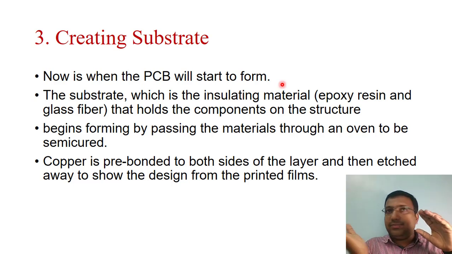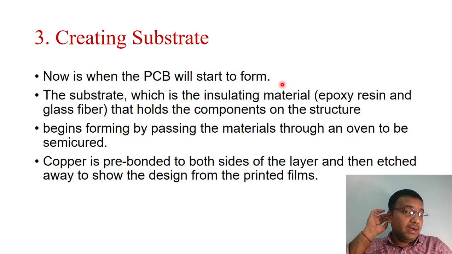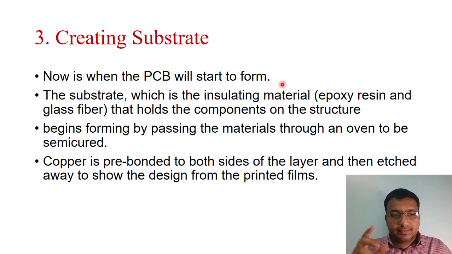On one side there is full copper if you are doing a one-sided PCB. If you are doing two-sided PCBs, there is copper on both sides. Begin forming by passing the material through an oven to be semi-cured. Like, it has to pass through the oven to be pasted with the copper and all. Copper is pre-bonded on both sides of the layers and then etched away to show the design from the printed films. Okay.